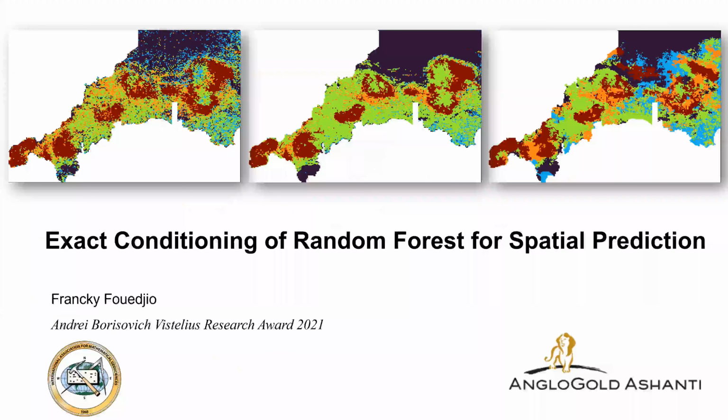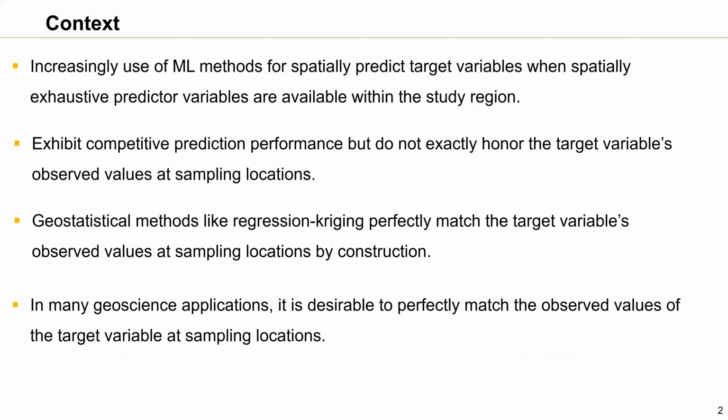Yeah, so as you know, machine learning methods have become omnipresent in many geoscience fields. In particular, they are used to spatially predict a target variable when auxiliary information is available everywhere within the study area. Although machine learning methods like random forest, support vector machine, or boosting show competitive prediction performance, they do not exactly match the target variable at sampling locations.